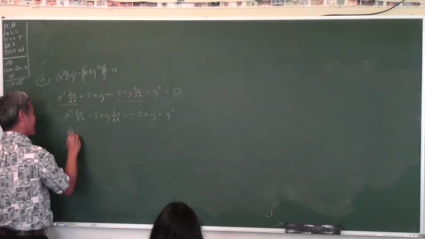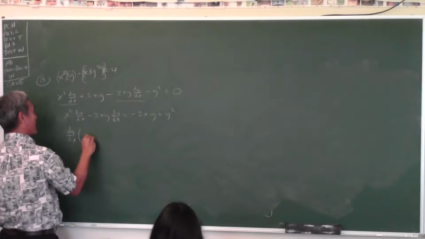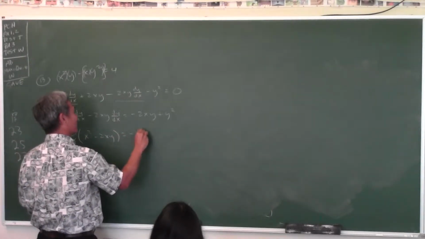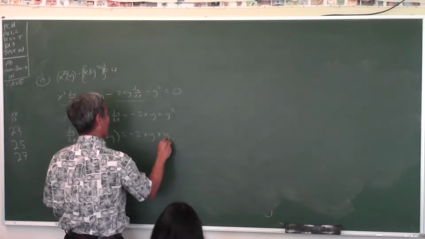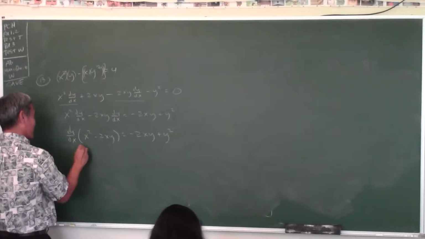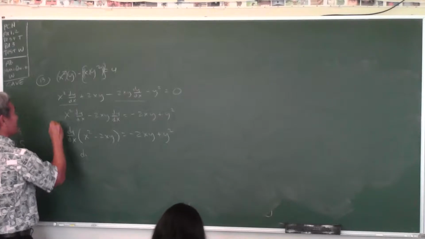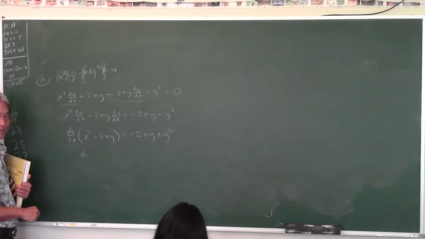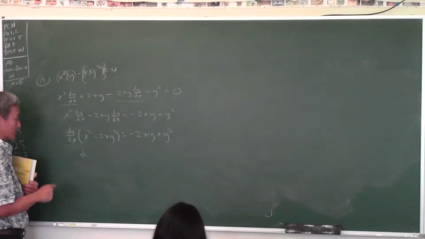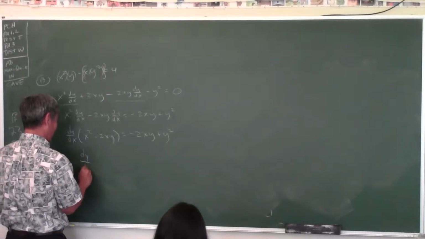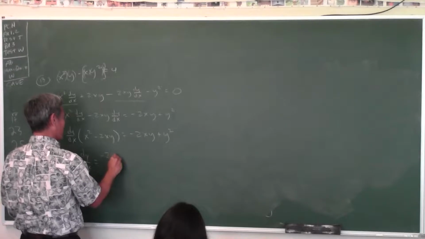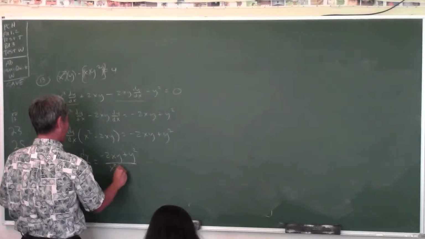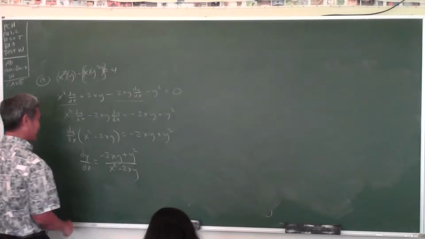Factor out the dy/dx, and you're gonna get x squared minus 2xy equals negative 2xy plus y squared, and then divide. So, like I said, some of you can just go from this first step to the last step already, right? Because you can see what's happening. But just make sure you do it correctly if you're gonna do that. dy/dx equals negative 2xy plus y squared all over x squared minus 2xy.